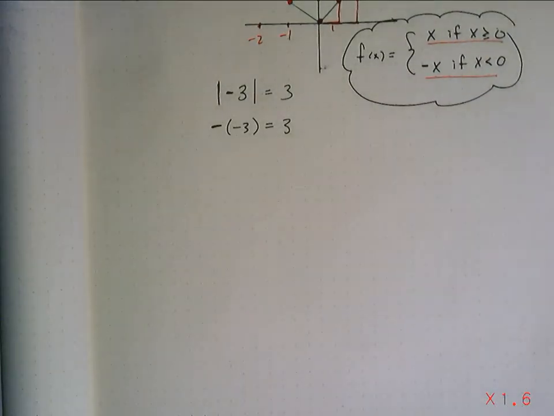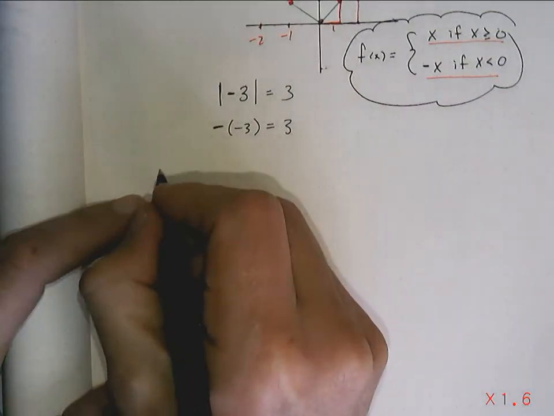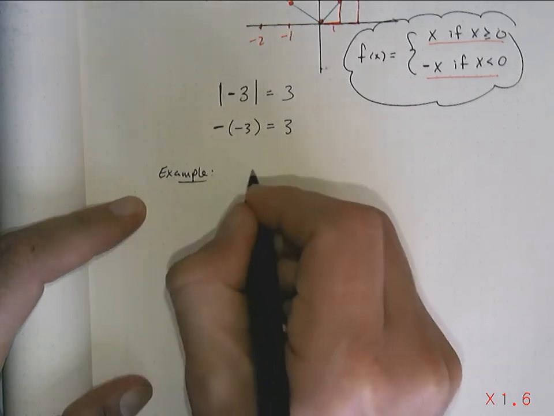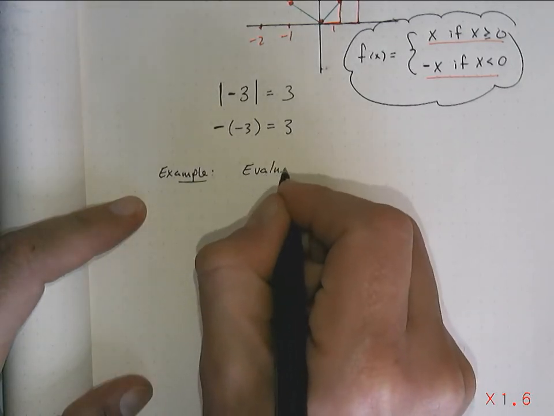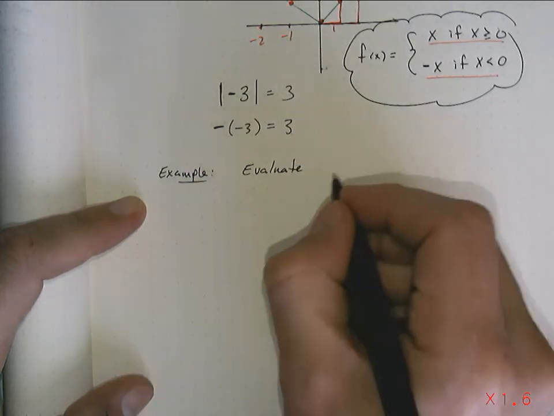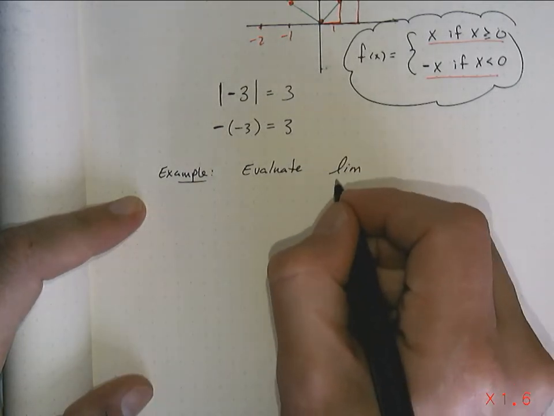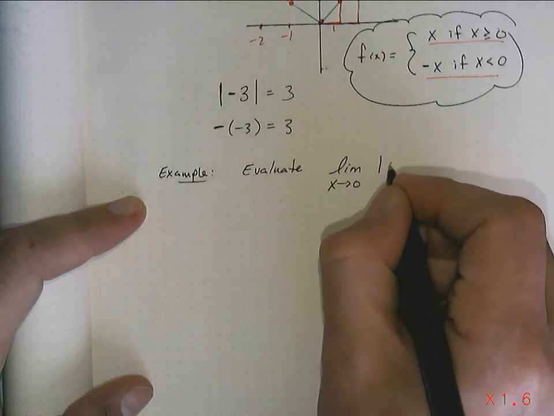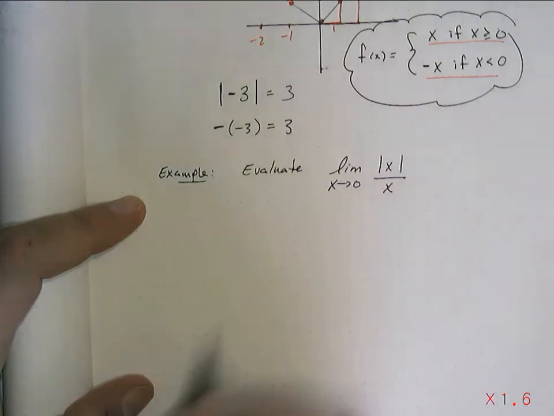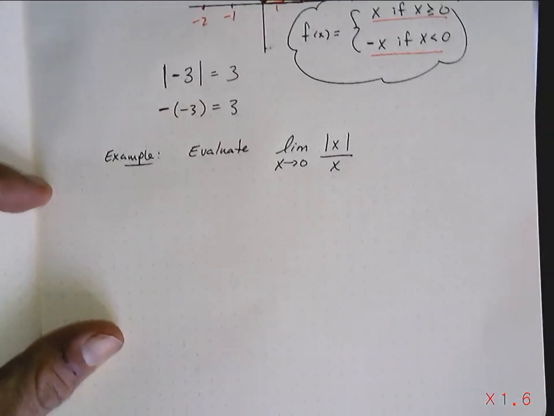So example 1. Evaluate, which is a better way to say compute, evaluate the limit as x approaches 0 of the absolute value bar of x over x. So that's a very interesting question.